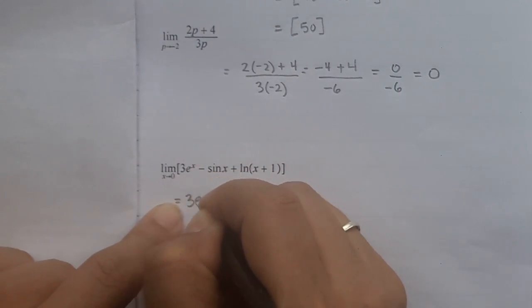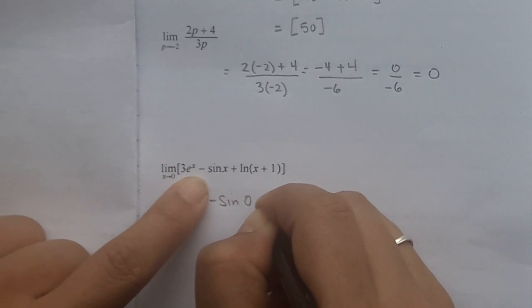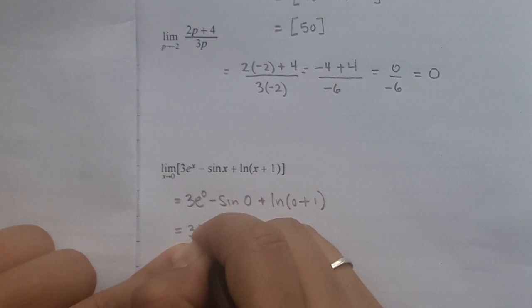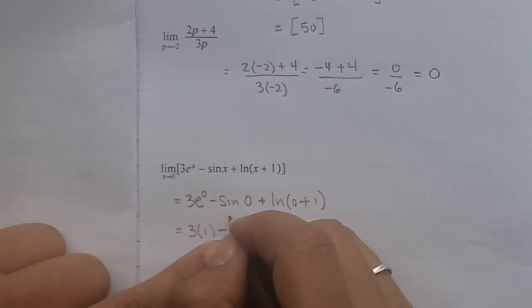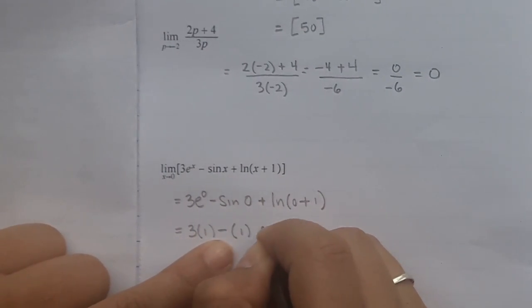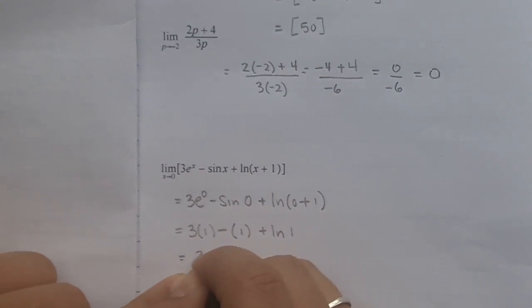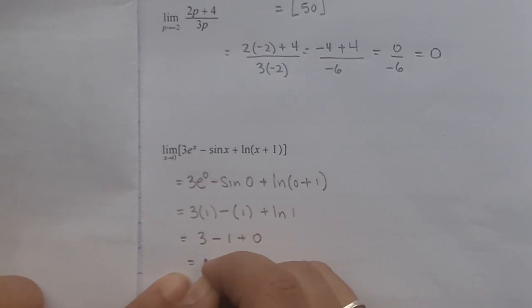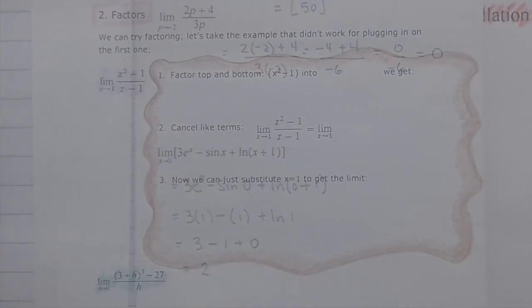Alright, next one, last one. Everywhere I see an x, plug in a 0. e to the 0 is 1, so just replace that with 1. Sine of 0 is 0... and then you have log of 1. 3 times 1 is 3, minus 1, log of 1 is 0. So 3 minus 1 is 2. And that's it. This is by far the easiest one.